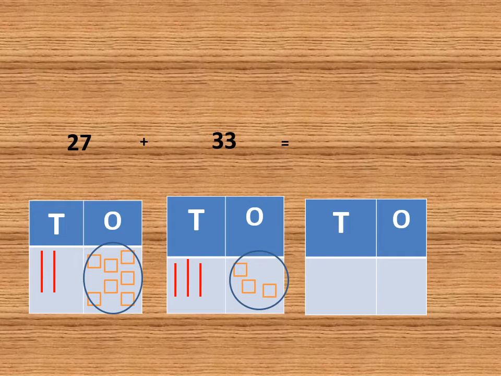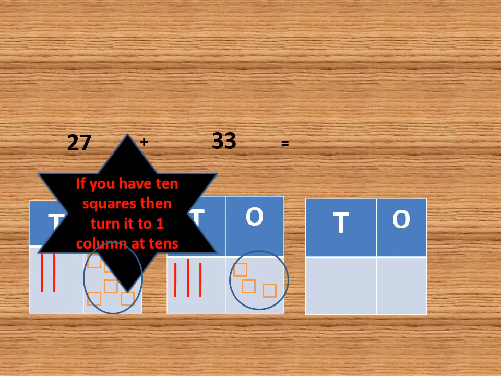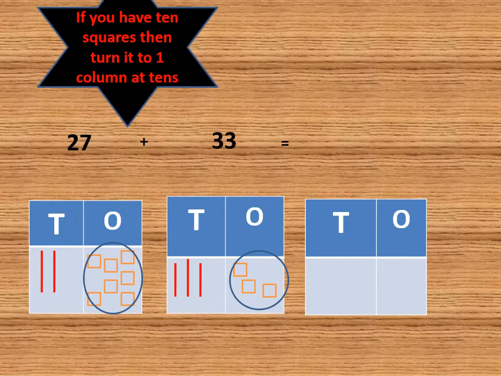So instead of 10 in ones, I'll put 1 in tens. 1 in tens means 10. Okay? Don't forget you have 10 squares. Then I'll turn it into 1 column in tens. So 3 plus 7 equals 10. I can't put 10 in ones, so I'll put 1 in tens because 1 in tens equals 10.